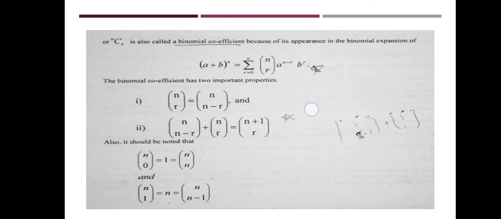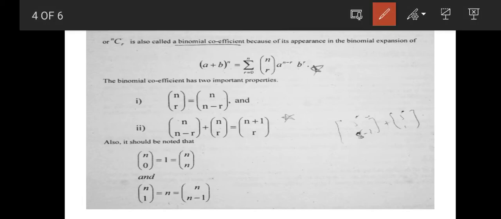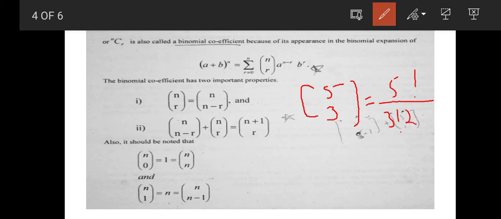If we take an example, suppose n is equal to 5 and r is equal to 3. Then according to the combination formula, this will be equal to 5 factorial divided by 3 factorial multiplied by 5 minus 3 factorial. 5 minus 3 factorial means 2 factorial.